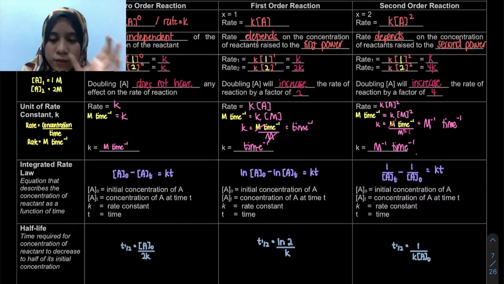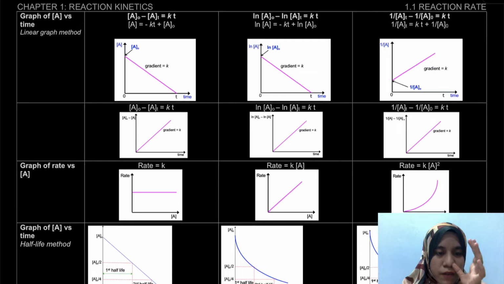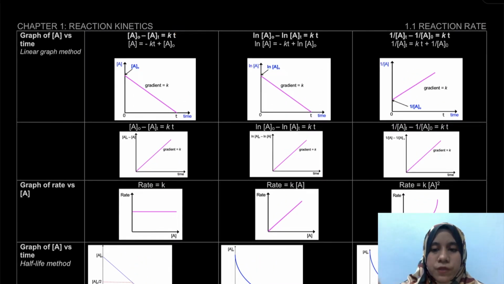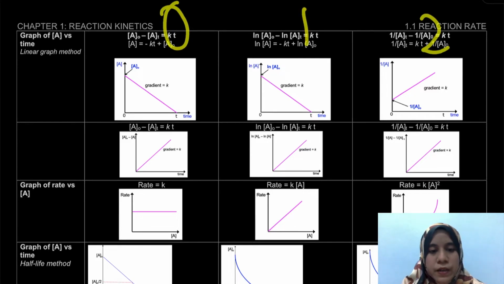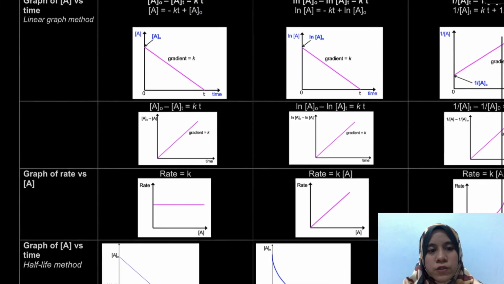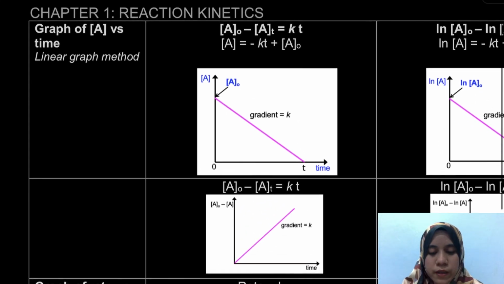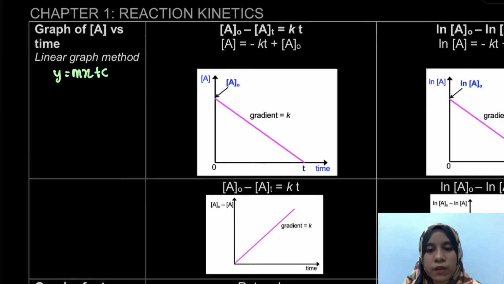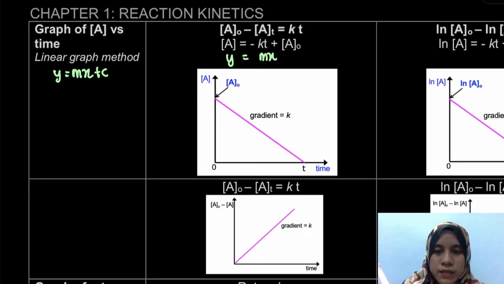But then, we're still not finished yet. A little more. What we're going to do next is the graph of concentration versus time. This is first order, this is zero order, first order, second order. For the linear graph method, it must follow y equals mx plus c. So even though this is the integrated equation, we're going to arrange it to become y equals mx plus c.